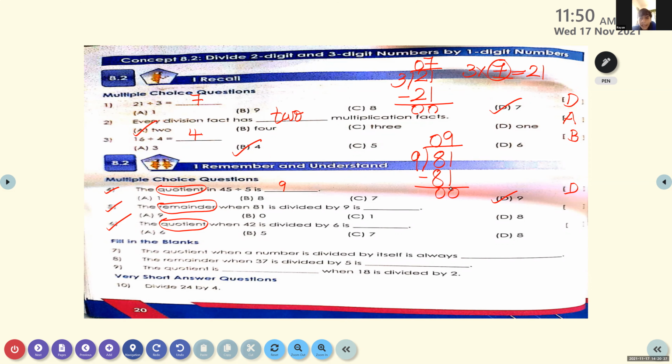Fifth one, just read the question, Ryan. The time is up. Read the question first. The remainder when 81 is divided by 9. So what do you have to write on the dash? 0. Yes, the remainder has to be written. So 0: put a tick mark on B, write B in the bracket, write 0 on the dash. And the sixth one, 42.